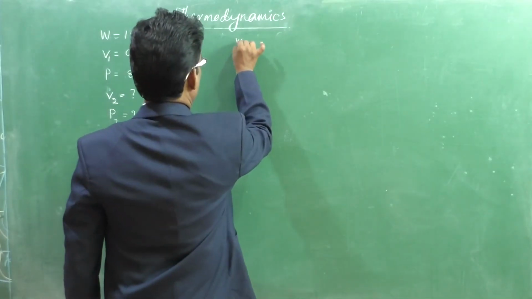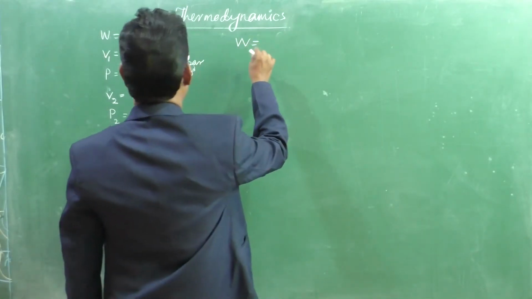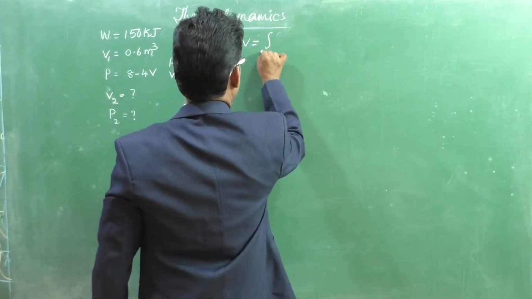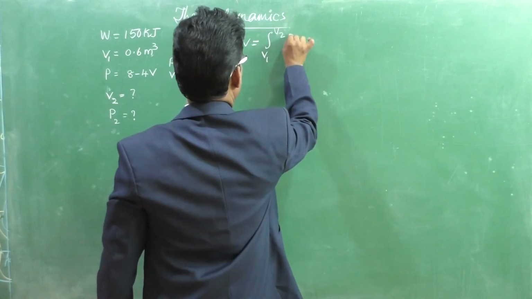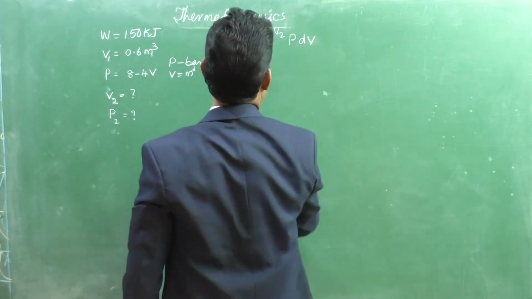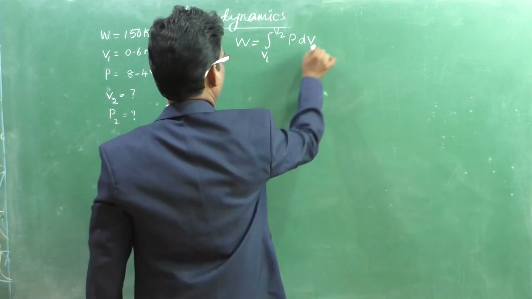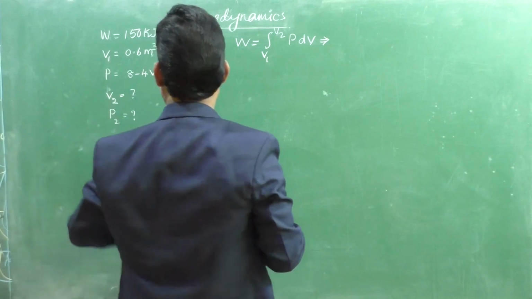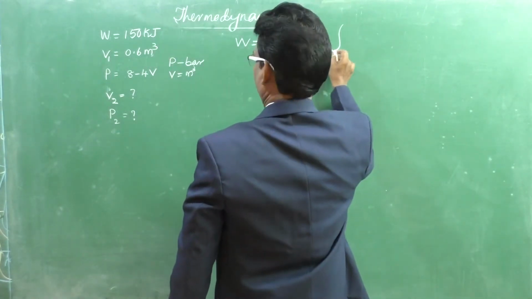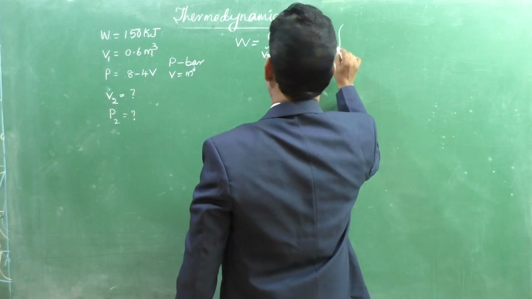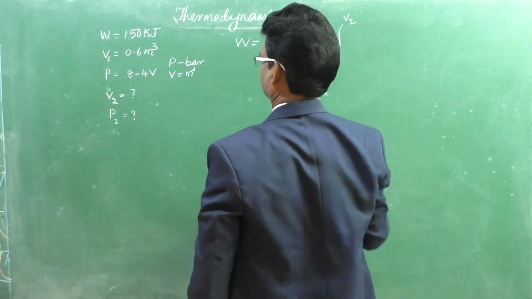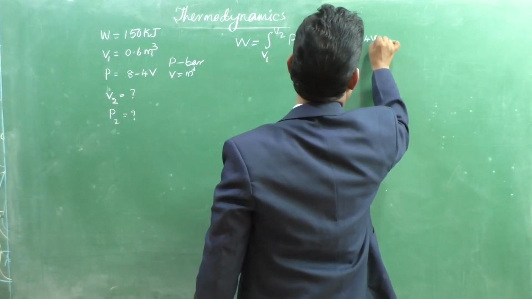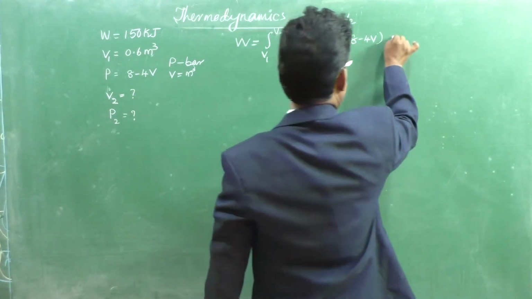Write the equation. W is equal to integral V1 to V2 P dV. Therefore, integral V1 equal to 0.6, V2 we don't know. P equal to 8 minus 4V and dV.